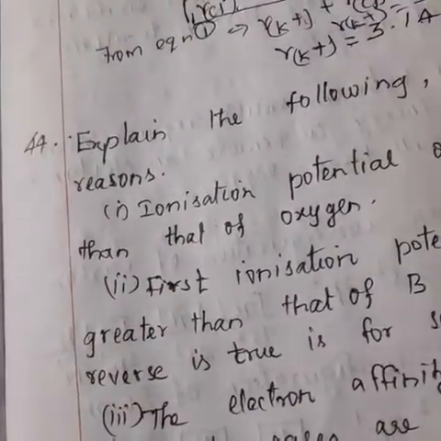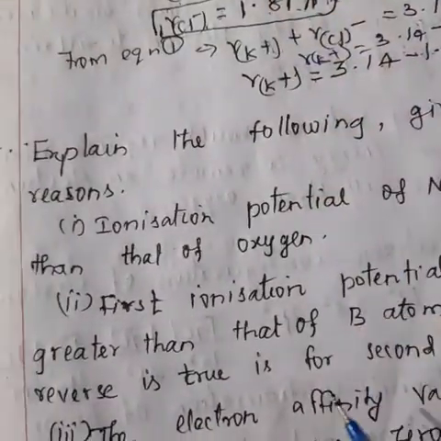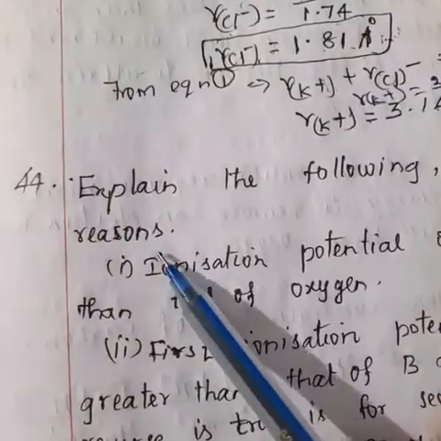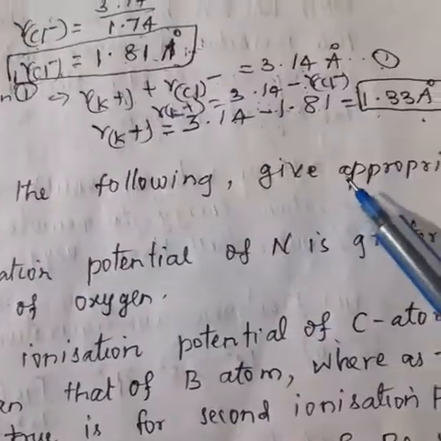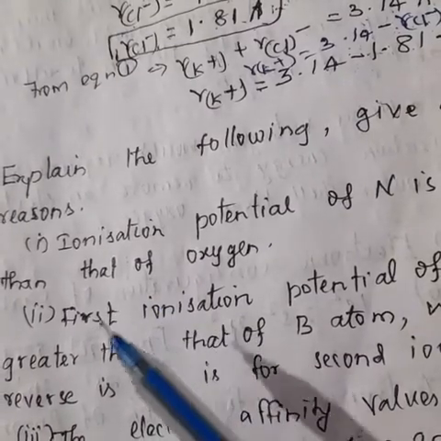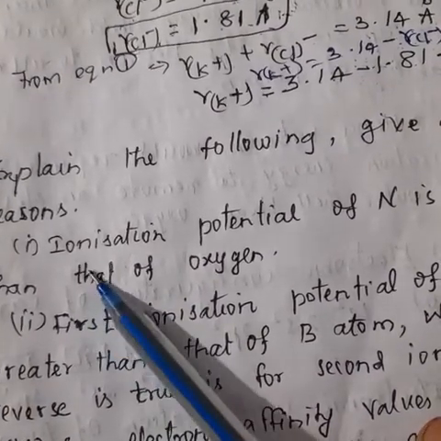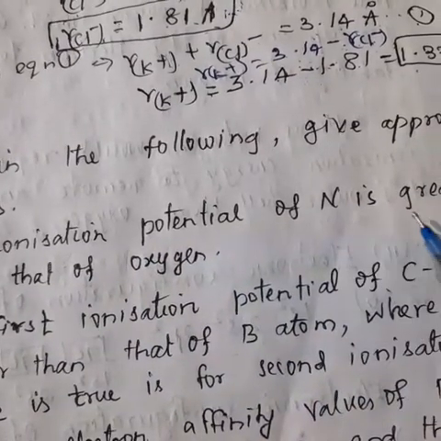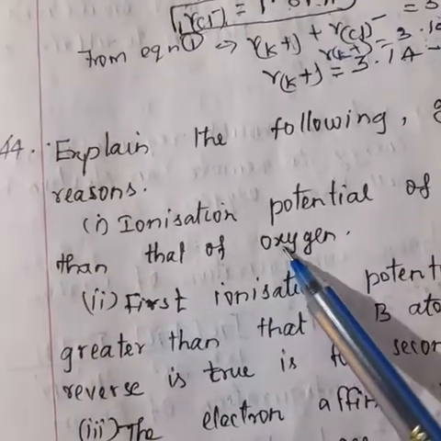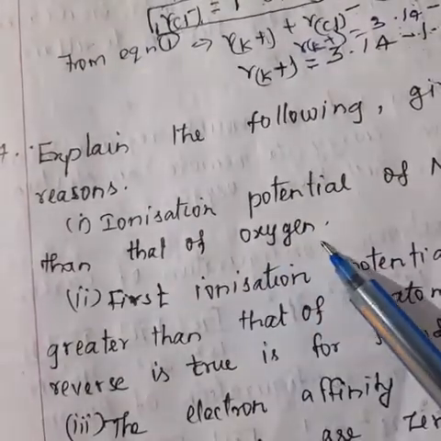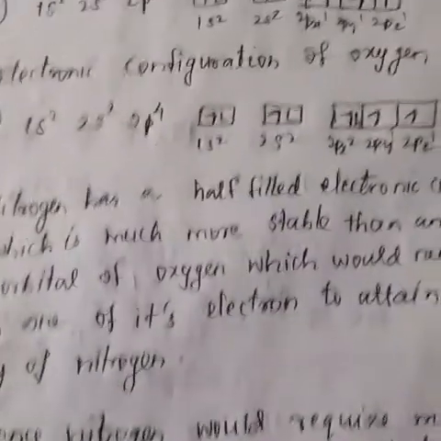These are about question 43. And what is question 44? Question number 44: Explain the following, giving appropriate reason. First question: Ionization potential of nitrogen is greater than that of oxygen. What is the reason? Okay, the answer.